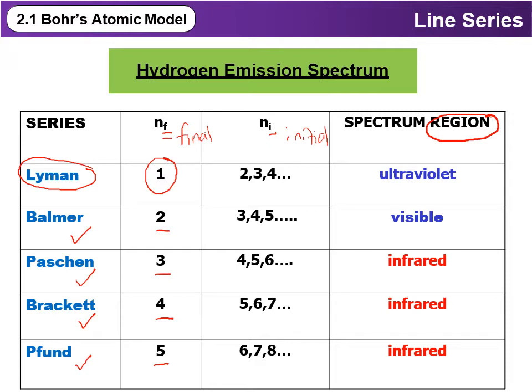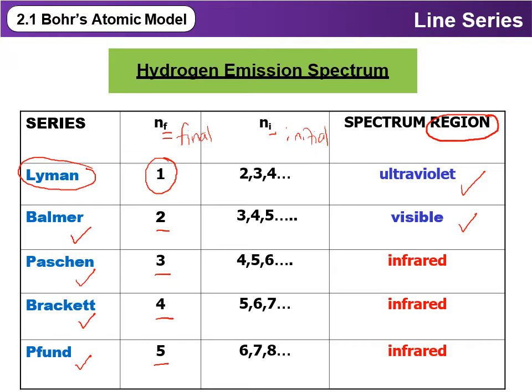So those that fall to n equal to 1 and form the Lyman series are actually in the UV, ultraviolet region. So that's why if the electron falls to n equal to 1, basically we cannot see it. But if the electron drops to n equal to 2, this is the visible region, but for sure we are not seeing the electron.